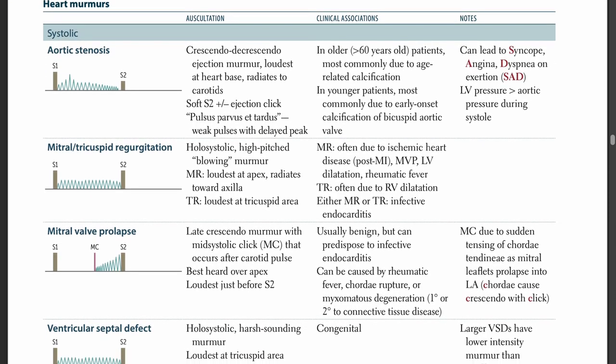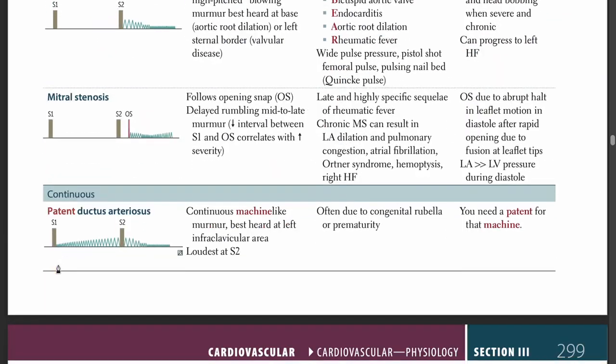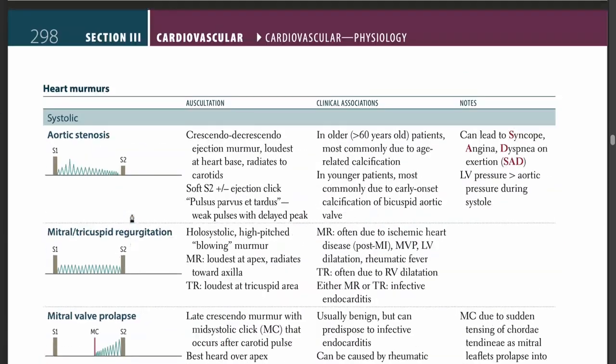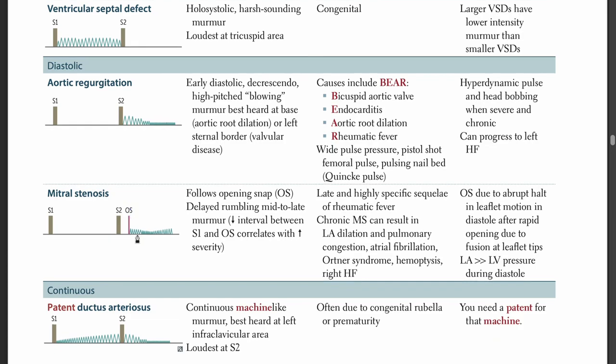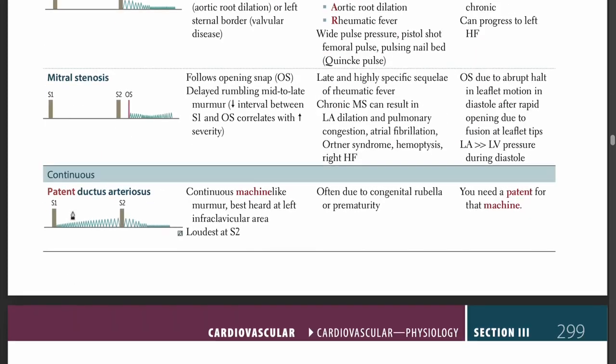Okay, heart murmur, systolic and diastolic. Okay, and then you have a continuous one. I like doing these backwards because once you get these, you don't have to memorize the systolic ones as much. So let's go backwards. Continuous. So patent ductus arteriosus. You have S1, lub, and dub. Okay. Again, go to YouTube and listen to all of these because you need to know what they sound like.